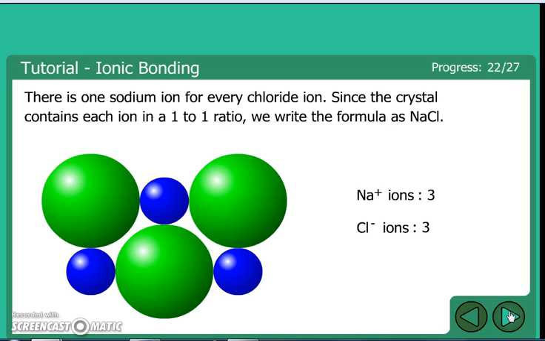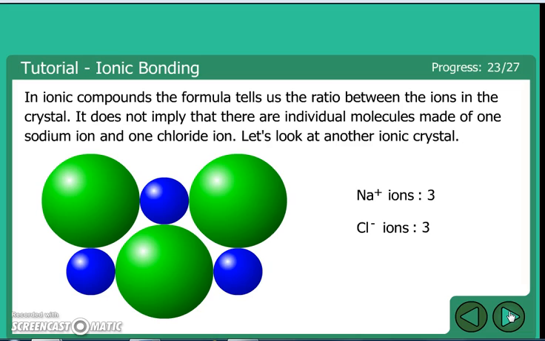Now you can answer question number 19. In ionic compounds, the formula tells us the ratio between the ions in the crystal. It does not imply that there are individual molecules made of one sodium ion and one chloride ion. Let's look at another ionic crystal. Okay, answer question number 20.